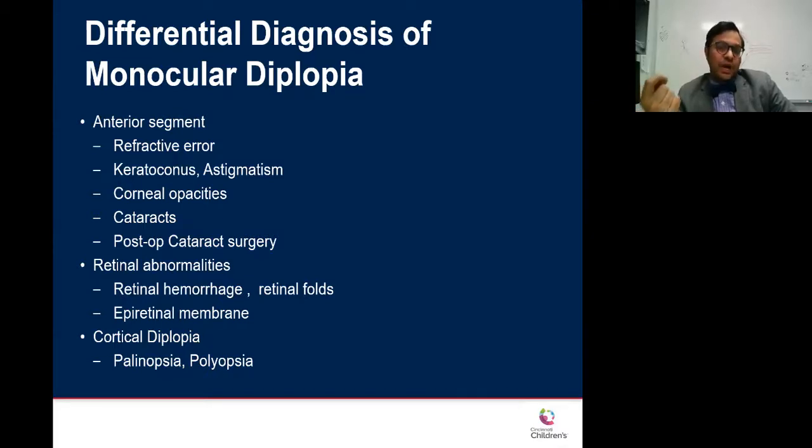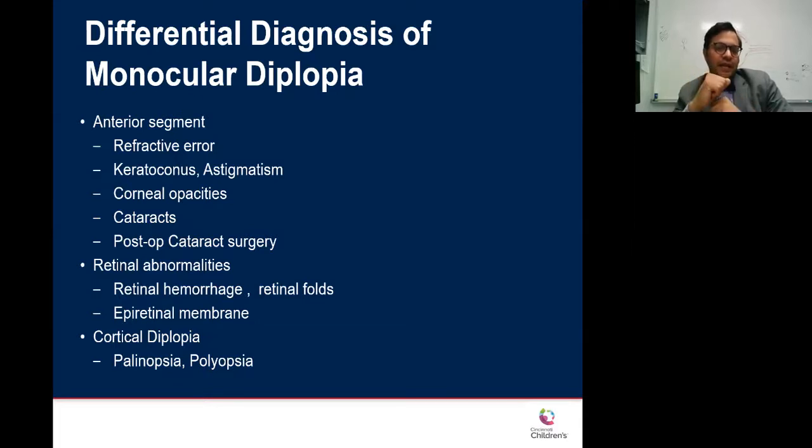Cataracts. So if you happen to have a cataract, that's again an eye issue. That's an ophthalmology issue. That can cause you to have monocular double vision. After having cataract surgery, whether it is inflammation from the cataract surgery or the placement of the lens itself, can cause you to have monocular double vision.